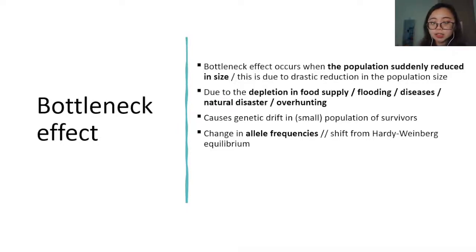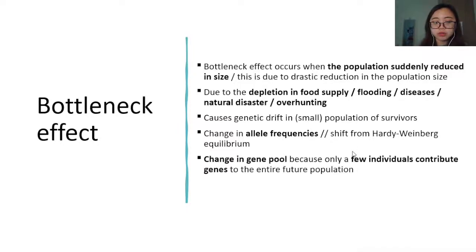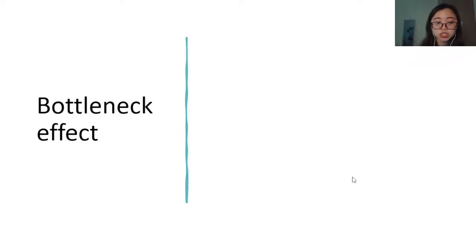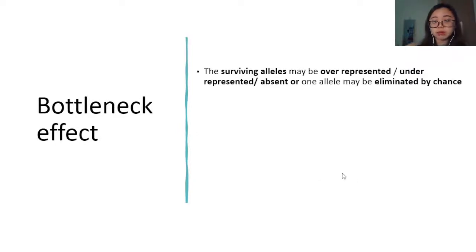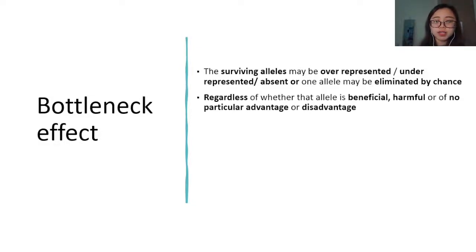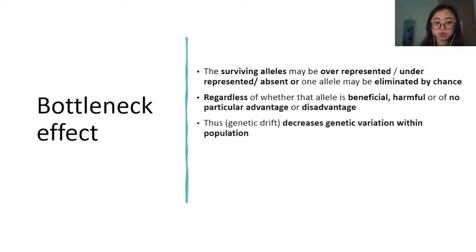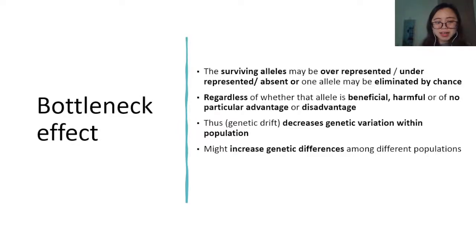There's a change in allele frequencies or a shift from the Hardy-Weinberg equilibrium. There is a change in the gene pool because only a few individuals would contribute genes to the entire future population. And the surviving alleles may be overrepresented or underrepresented, or they may be absent, or one allele may be eliminated by chance. And regardless of whether that allele is beneficial, harmful, or of no particular advantage or disadvantage, they could get passed on. And thus, genetic drift will decrease genetic variation within the population. They might increase genetic differences among different populations.